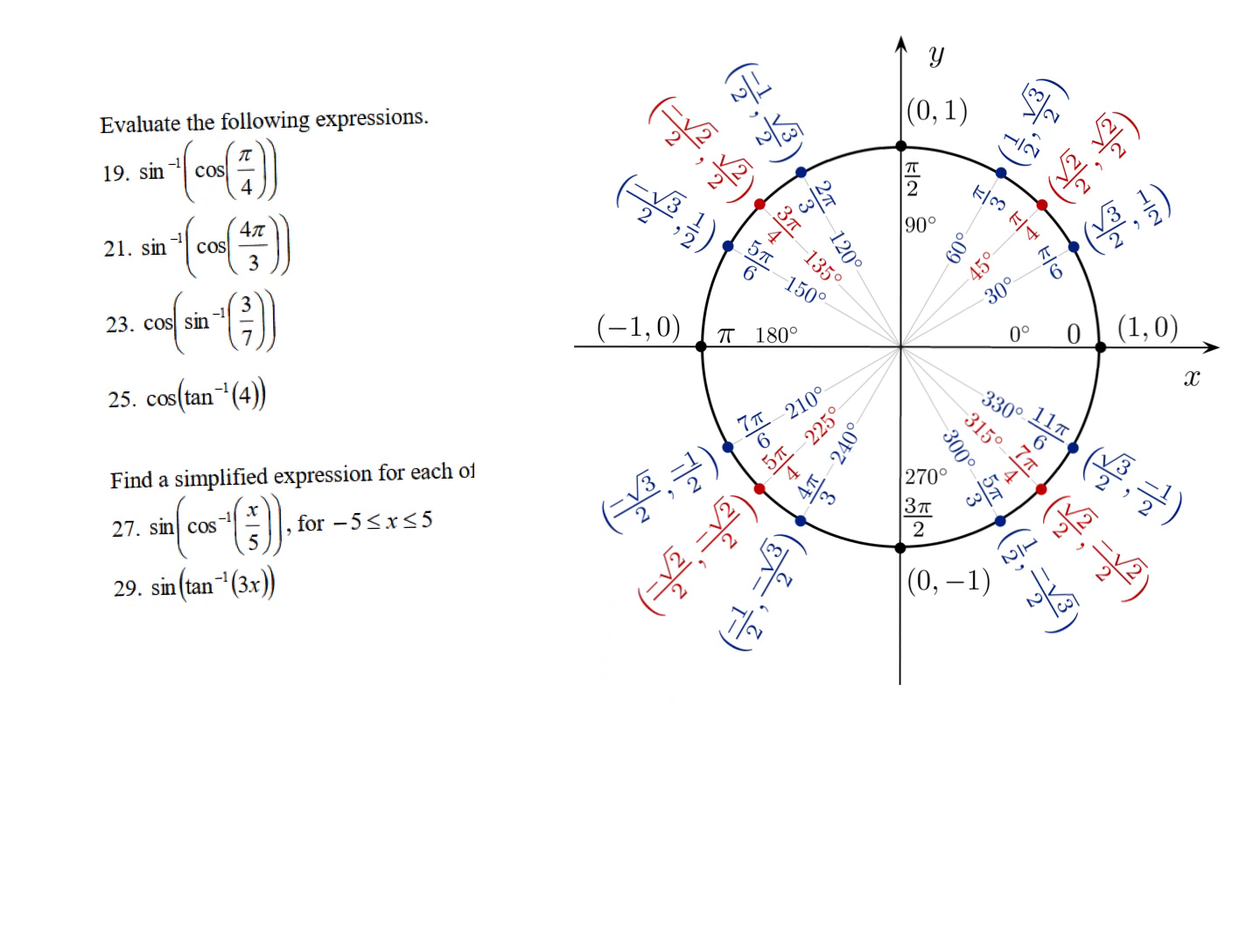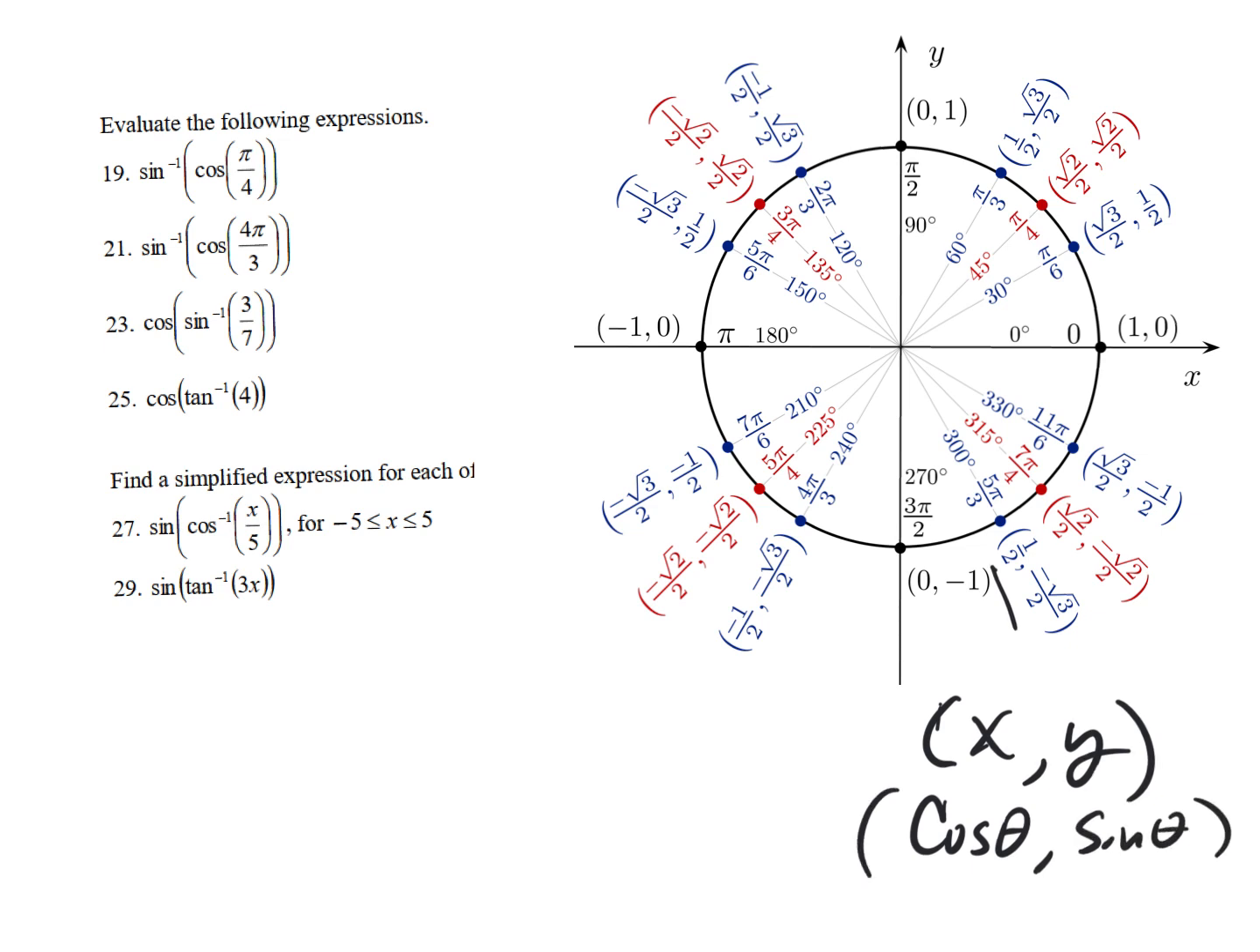But another thing you have to remember is that, as we did in past work, the x and y for each of these points correspond to the cosine of the angle and the sine of the angle. Okay, so this question says, what's the cosine of pi over 4? So if I go to pi over 4, and we know the cosine is the x, that's going to be equal to root 2 over 2.